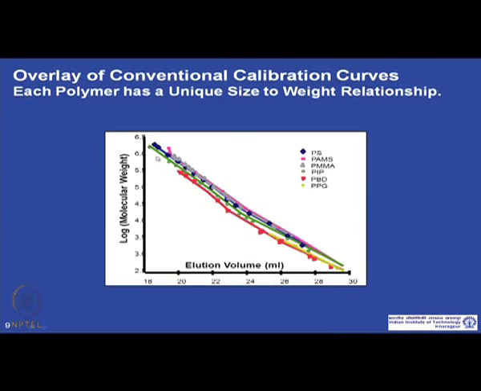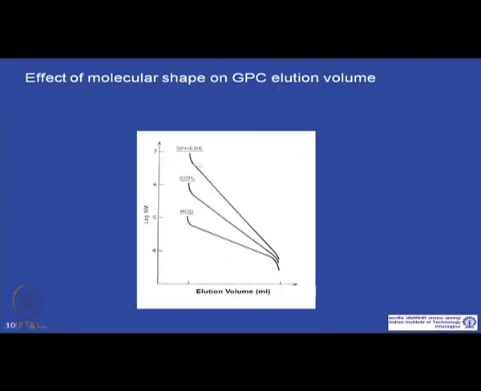This is the real example where several polymers are plotted, and you can see that each polymer has a unique size to weight relationship. So, one calibration cannot be used for all. If you use one calibration for the other polymer, there will be error. This is what we are talking about, the molecular shapes.